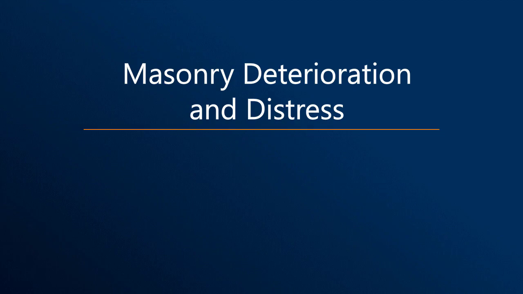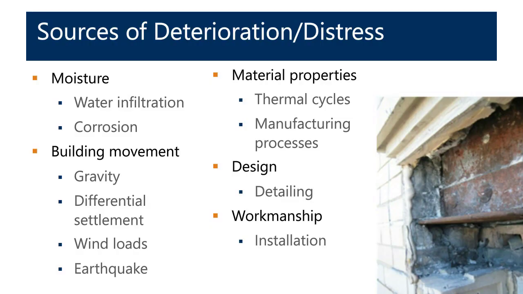Thanks, Matt. So understanding the source of distress is very important in developing an appropriate repair for masonry facades. So oftentimes there's overall sources of deterioration, whether those be moisture or building movement. Sometimes it's related to the materials themselves, the properties. Sometimes it's related to the AE, whether it's design of repairs or original design, and sometimes it's related to the contractor, the workmanship. So whether that's for repairs or actual original install.